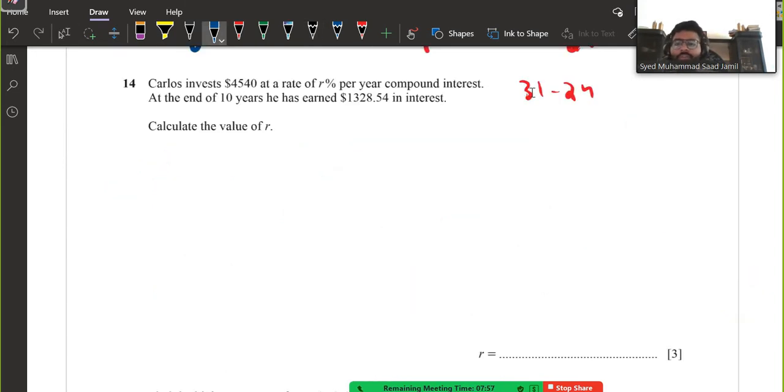Moving on, it says Carlos invests 4540 at a rate of R% per year, compound interest. At the end of 10 years, he has earned 1328.54 in interest. Calculate the value of R.